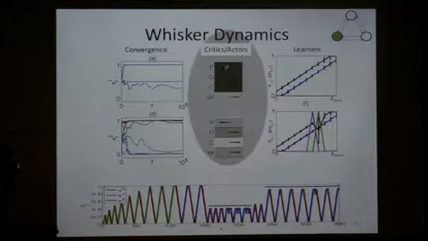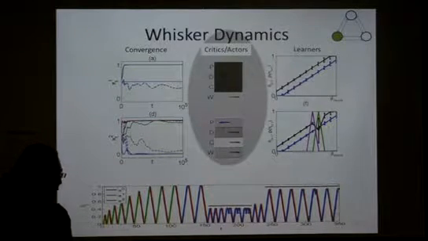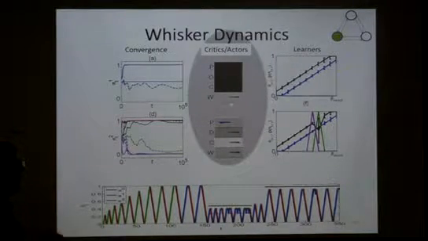So what are the policies? The policies are very simple. In the first loop, you don't have contact with objects, what's called free-air behavior. And it's simply to protract, very, very simple.